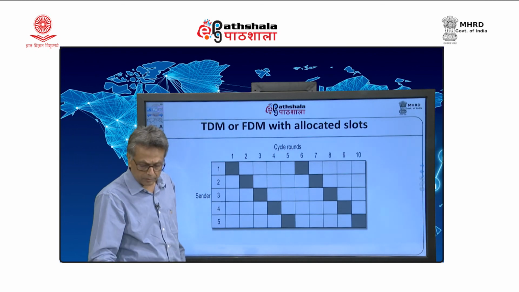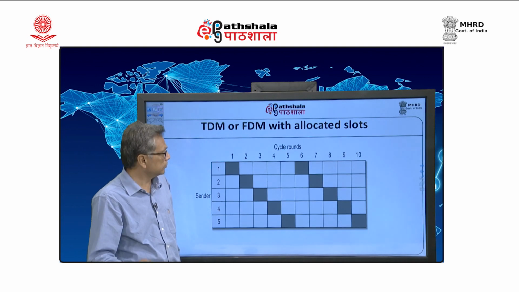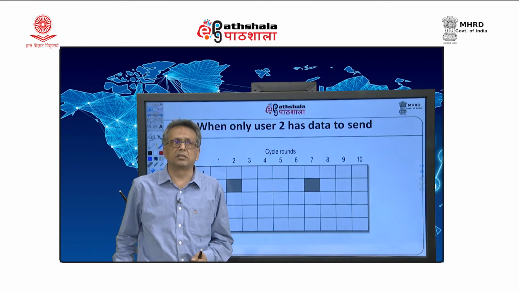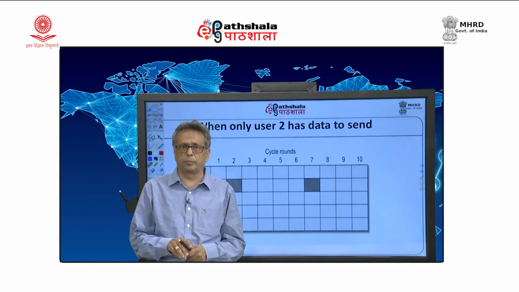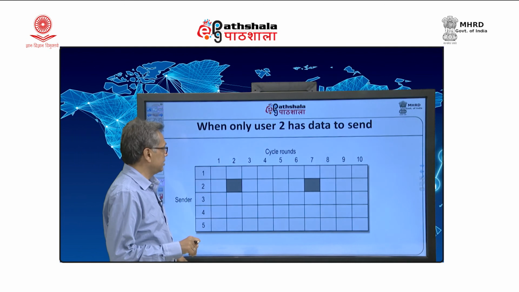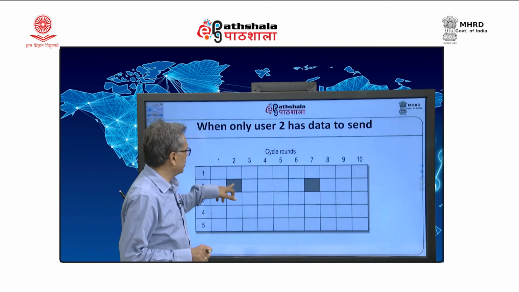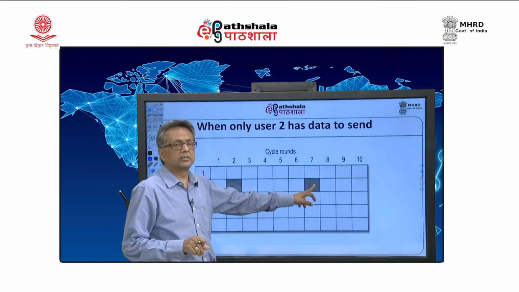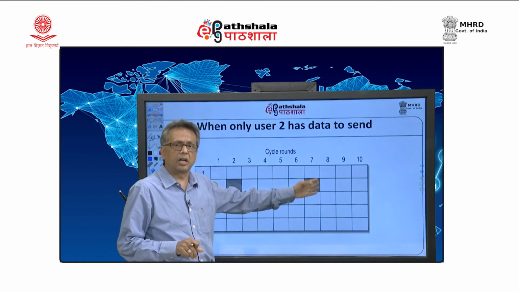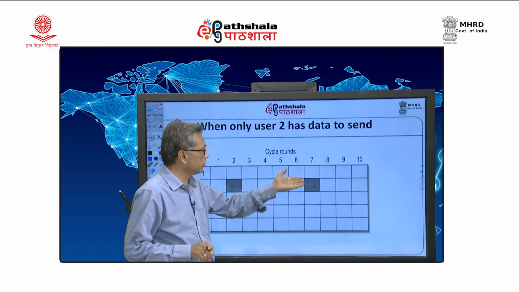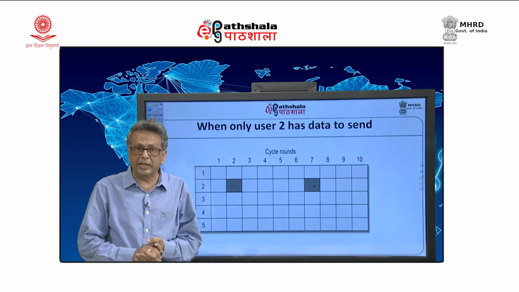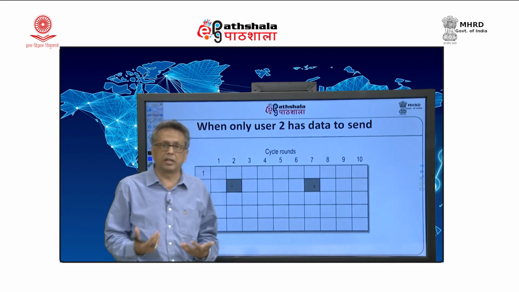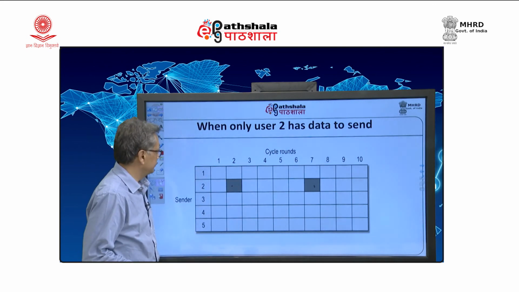When that happens, the problem is that, just assume that I have only one sender, sender number 2, who is interested in sending something. In that case, you can see that sender 2 sends in his own time slot, and again he will get one more time slot here and will send. Nobody else is sending. So the data transmission speed that we have is 1/5 of the actual speed that we can have. So, that is a problem.